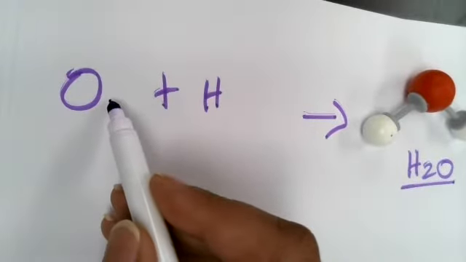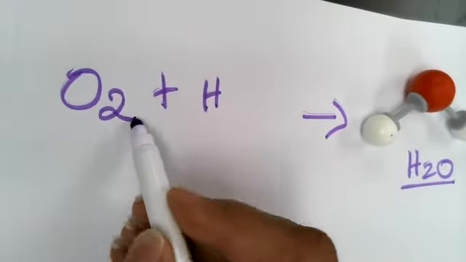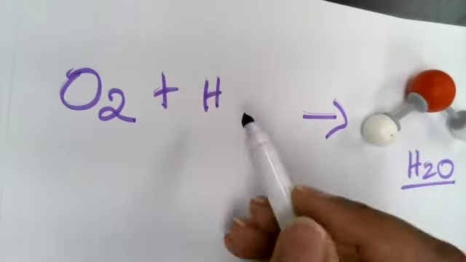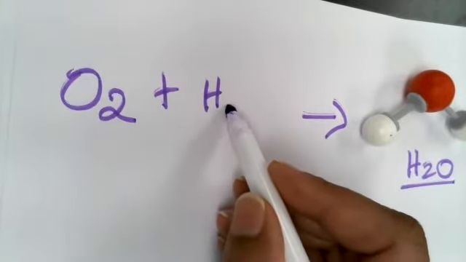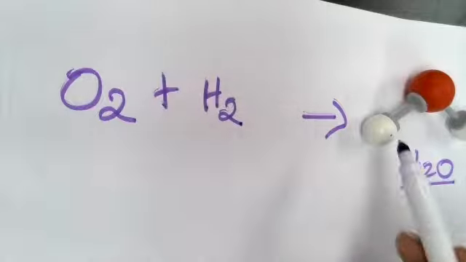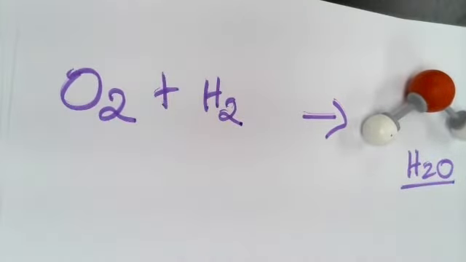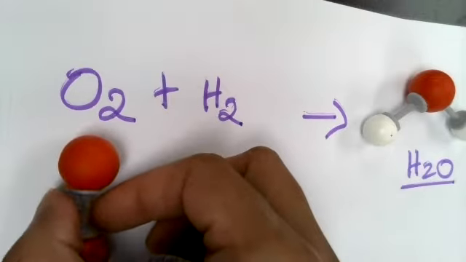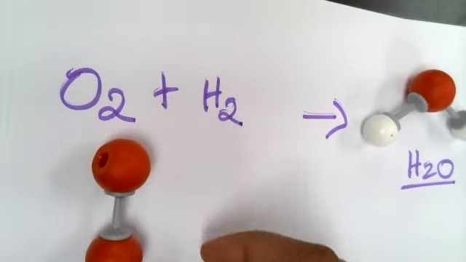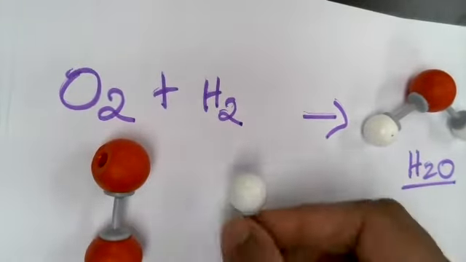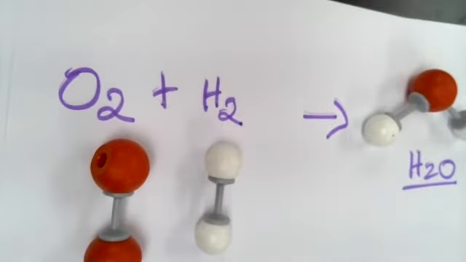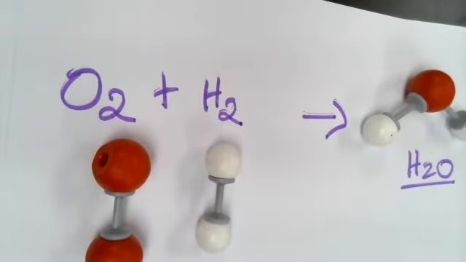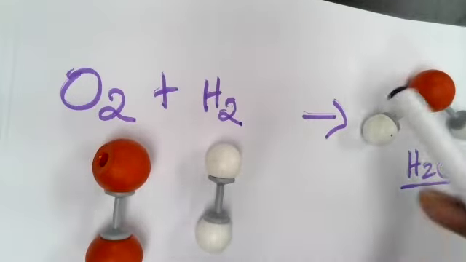Okay, now we've learned that oxygen exists as a diatomic molecule, meaning there are two atoms stuck as one. Same with hydrogen. I'm leaving the states out because that's not relevant yet. So what I'm going to do is put an oxygen molecule here, and I'm going to put a hydrogen molecule. And I'm going to see if all my atoms are balanced.